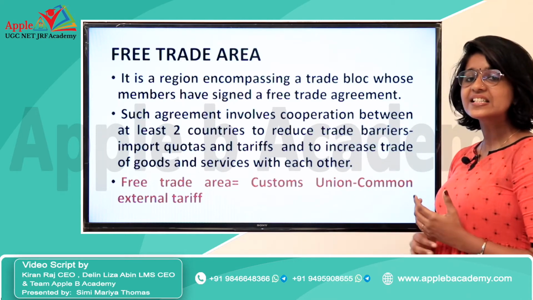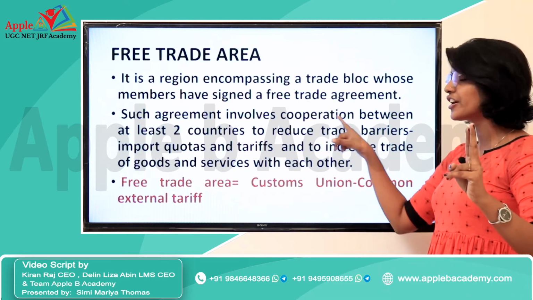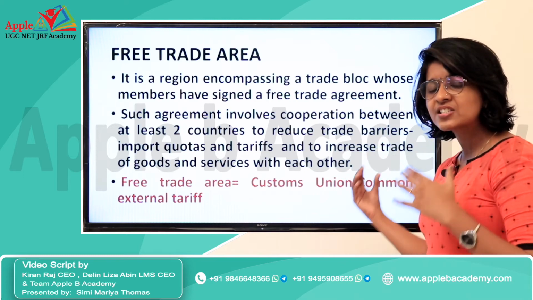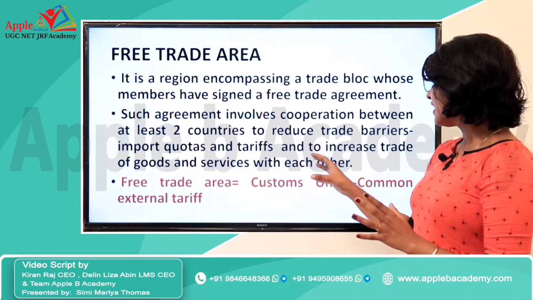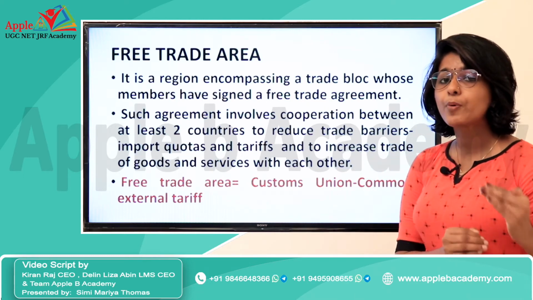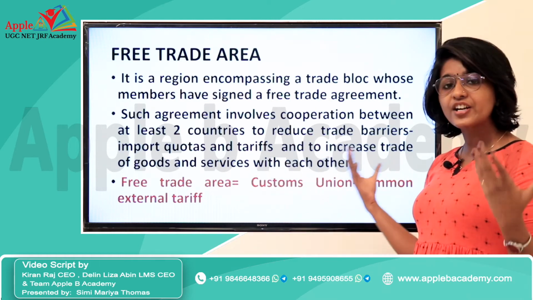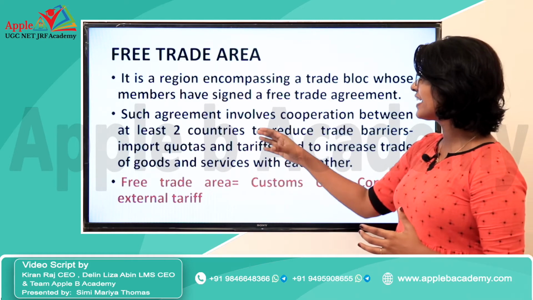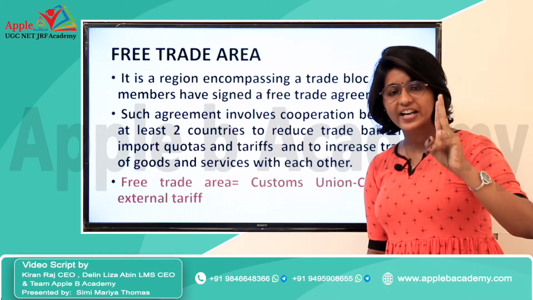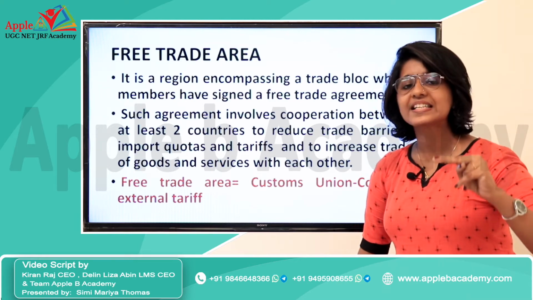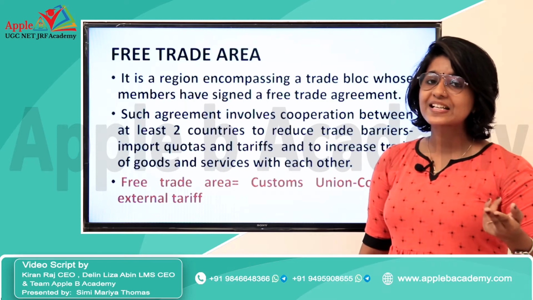A free trade area involves cooperation between at least two countries for reducing trade barriers. When trade barriers are reduced, import quotas and tariffs are reduced, and trade in goods and services with each other increases. So a free trade area agreement involves cooperation between at least two countries, reducing trade barriers by removing tariffs and import quotas, and thus there will be better trade between these countries.